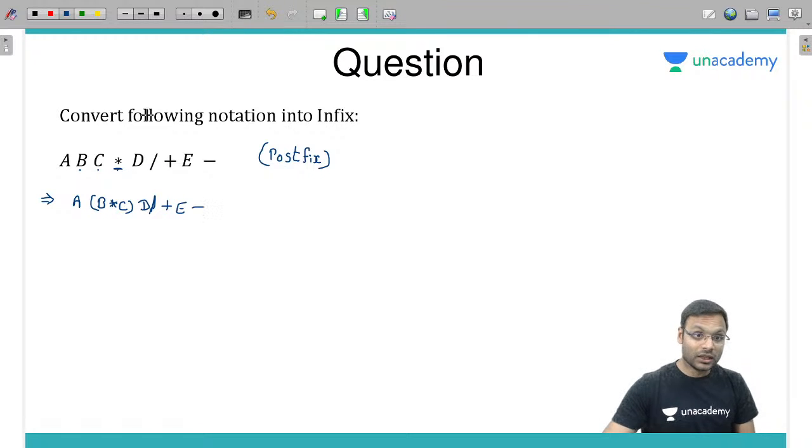Now next, left to right scanning. Operand, operand, operand, operator divide. So this division will come in between b and c, divide by d. So I should write it this way: a, b into c, divided by d, plus e minus.